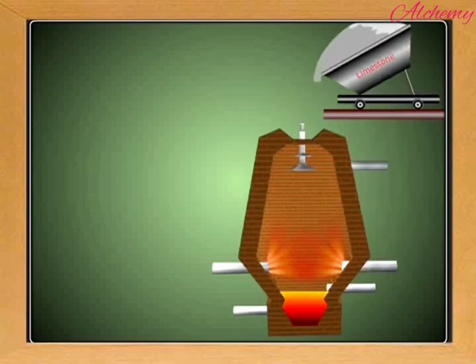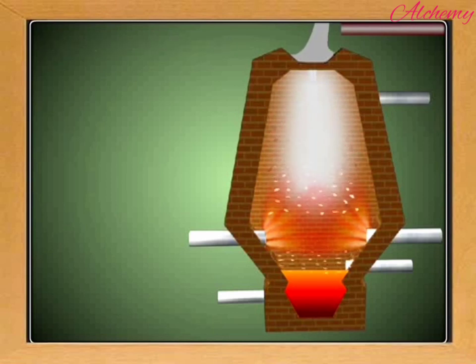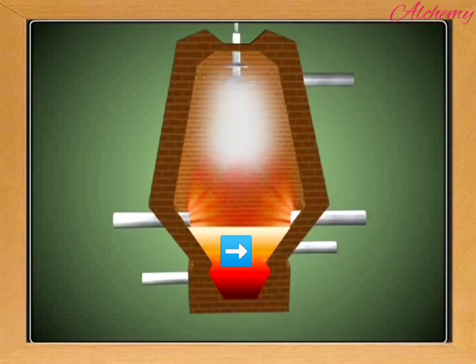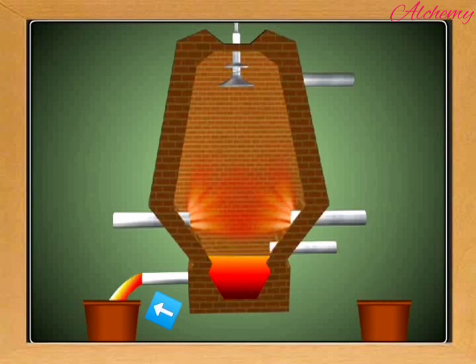Now, limestone is introduced into the blast furnace, which then decomposes to form calcium oxide and carbon dioxide. The calcium oxide now reacts with silica, which is an impurity in iron ore, to form calcium silicate, which is known as slag. The slag settles at the top of the molten iron. They are then separated into different containers through the outlets. The iron obtained from blast furnace is called pig iron.